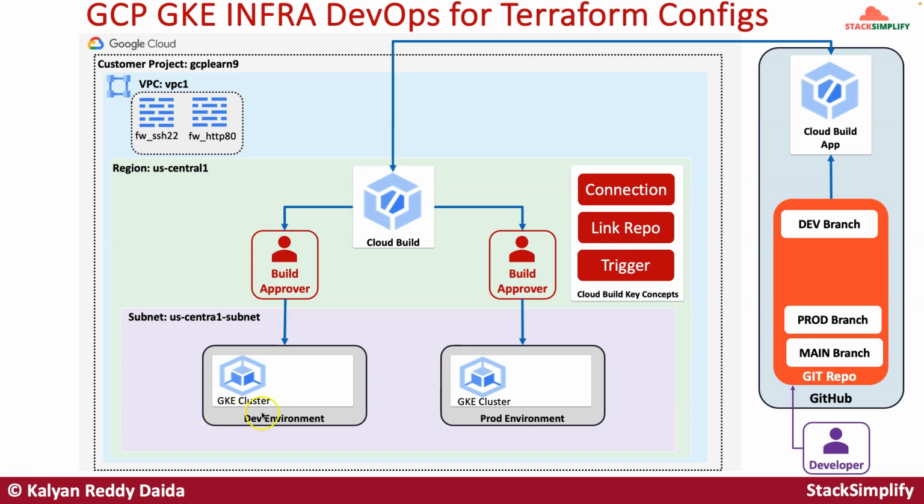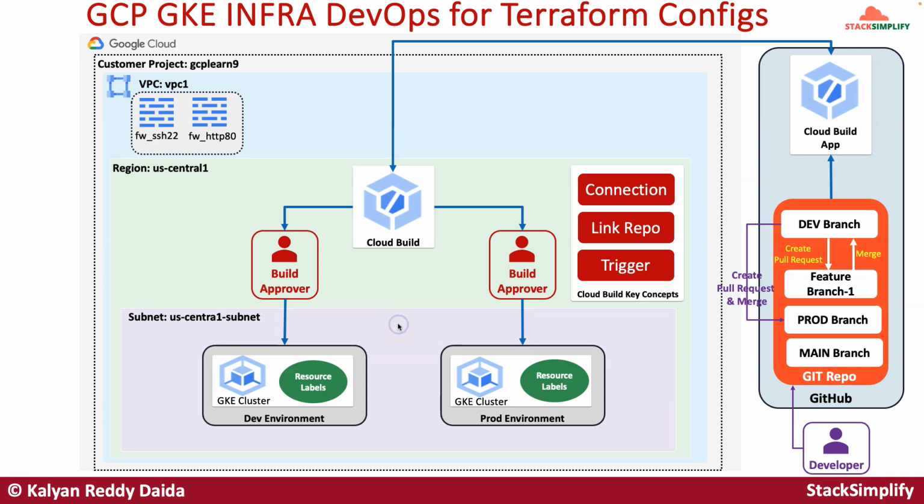Once we have these dev and prod base environments created, we'll also focus on changing the settings in our environments and applying those changes across environments one after the other. Here we are going to use Git pull request and merge related options to implement that use case.